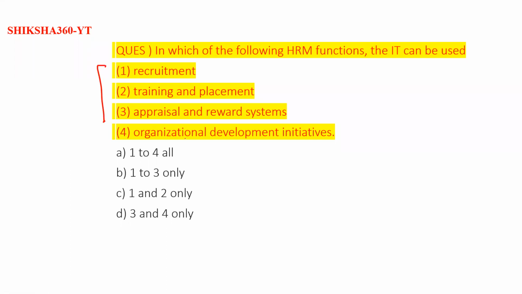B option is 1 to 3 only. C option is 1 and 2 only. D option is 3 and 4 only. So please tell fast what is the correct answer.